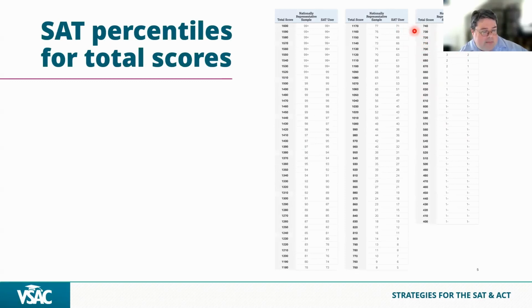SAT percentiles for total score. Again, very similar distribution. You can kind of see here, if we've got 1600 at the top, we find 800 over here, where we're a little further down here.